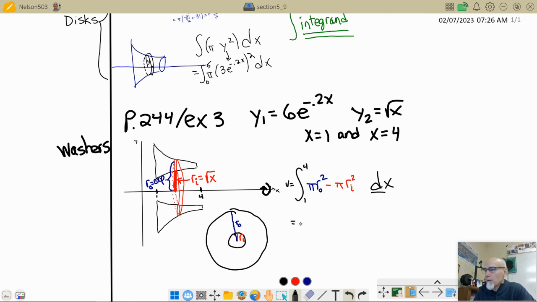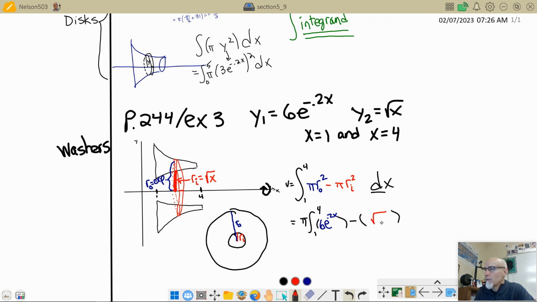So let's try to get everything in terms of one variable. Well, R sub 0, we said, is the exponential function. It's right there. So I get, and I could factor the pi's out. I'm going to do that just to make my life a little bit easier. So I'm going to put the pi out front of my integral sign. And then for my R sub 0, I'm going to get 6e to the 0.2x. Okay. And for my R sub I, I'm going to have the square root of x.